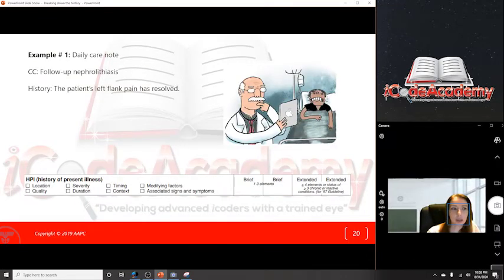All right, so let's take a look here. This is going to be a daily care note, which is our inpatient, every day they're checking in on you documentation. We can see that we have a chief complaint, and then the history is very minimal. We have 1 sentence. The patient's left flank pain was resolved. All right, let's pick it apart. We have left flank pain. That is going to give us our location when we talk about our HPI.